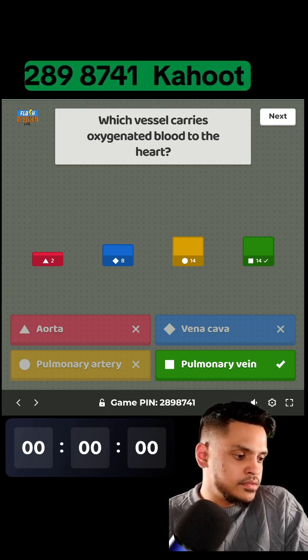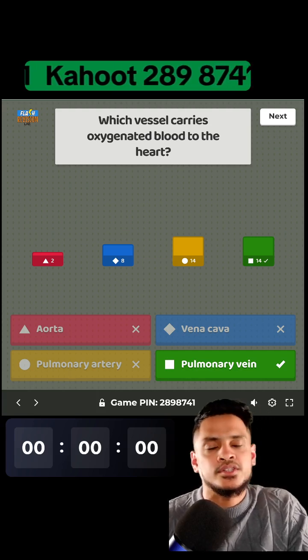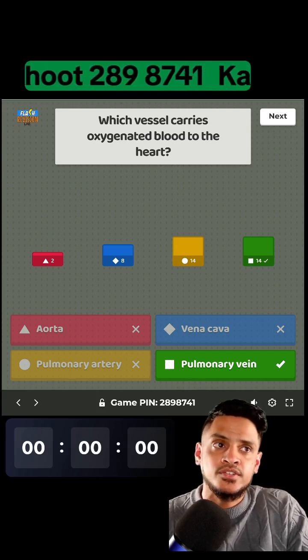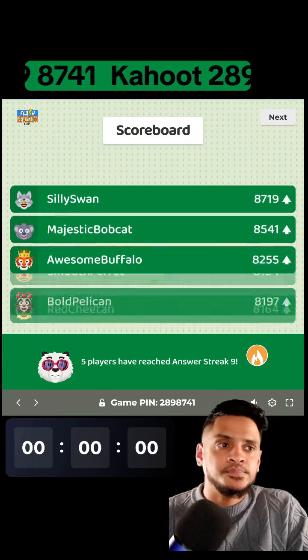Someone said vena cava. Vena cava takes deoxygenated blood to the heart. It does take it into it, but it's deoxygenated blood. That's on the right hand side.